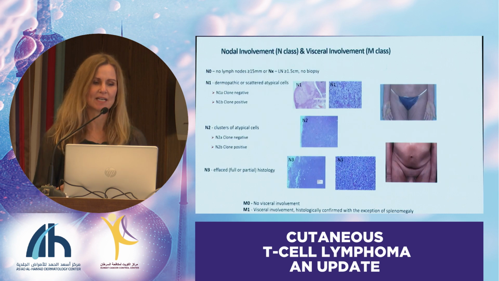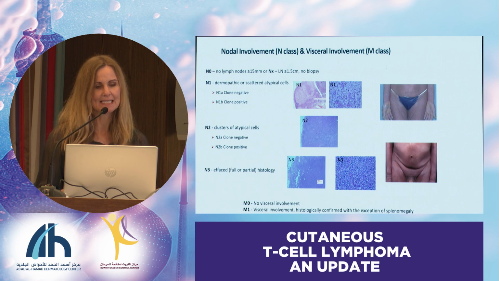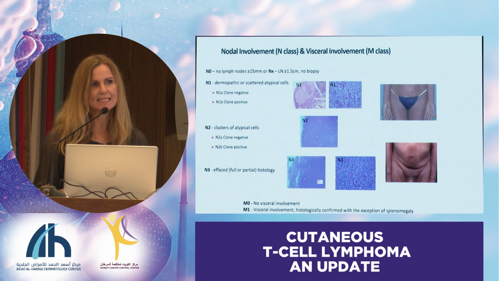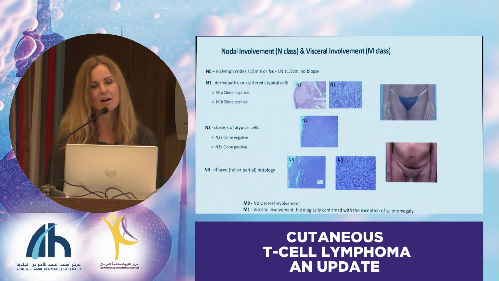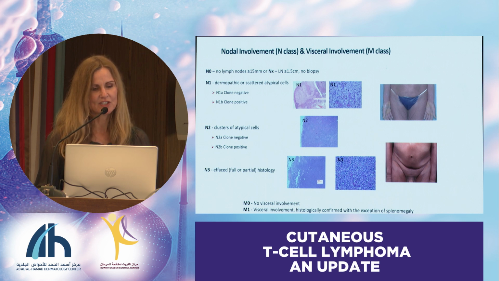Nodal involvement, again, we have 4 nodal classes, N0, where there's no palpable lymphadenopathy, or no lymph nodes above 15 millimetres on a scan. N1 is dermatopathic nodes, and these can have a clone, so there can be some atypical cells picked up by TCR, but not visible on the histology. And then N2 with some clusters of atypical cells. And unusually, both N1 and N2 can be seen in early stage disease. N3 pushes a patient into advanced stage disease, and that's where the lymph node has become either partially or fully effaced with atypical lymphocytes.